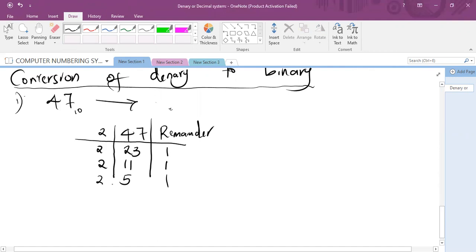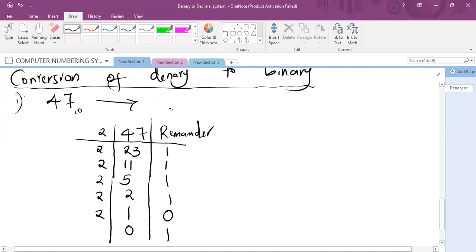And then 5 divided by 2, we have 2, the remainder is 1. And then 2 divided by 2 goes there 1 time, and the remainder is 0. And then finally, if we take 1 divided by 2, we will obviously get a 0, and the remainder will be this 1, because 1 divided by 2 does not go into 2, so 0 will just remain with that 1, like that.